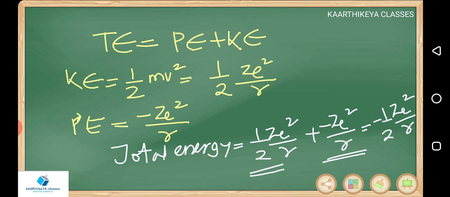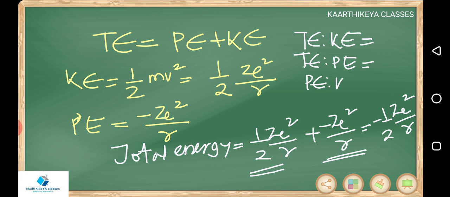Generally, they will ask you some relations also. Total energy, kinetic energy relation. Total energy, potential energy relation. Potential energy, kinetic energy relation. See this carefully. Kinetic energy is half Z square by r and total energy is minus half Z square by r. So total energy is to kinetic energy is going to be minus 1 is to 1.